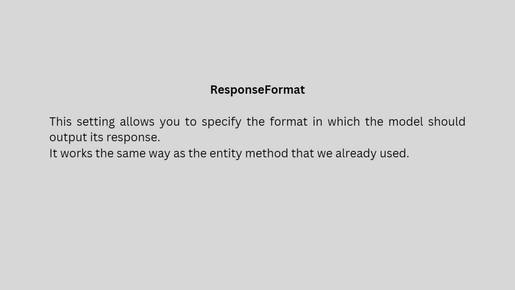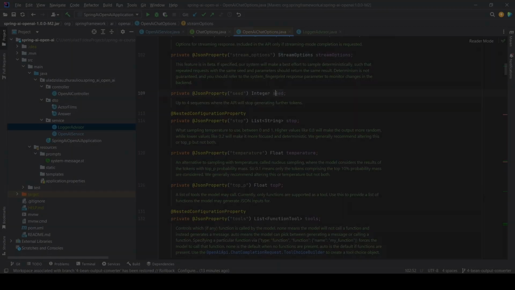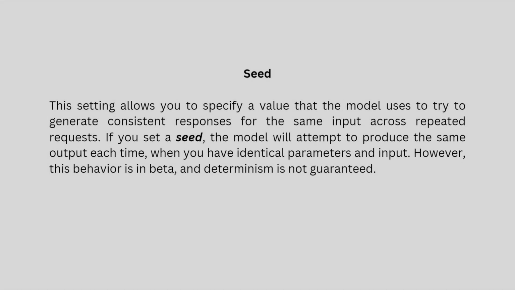Next one is response format. This setting allows you to specify the format in which the model should output its response. It works the same way as the entity method that we already used. Next one is seed. This setting allows you to specify a value that the model uses to try to generate a consistent response for the same input across repeated requests. So if you set a seed, the model will attempt to produce the same output each time when you have identical parameters and input. However, this behavior isn't perfect and determinism is not guaranteed.